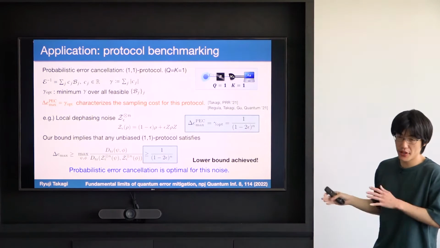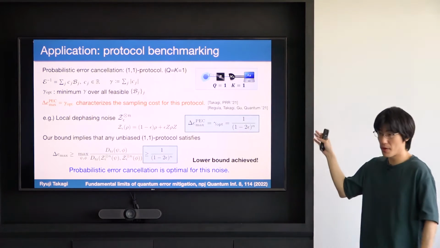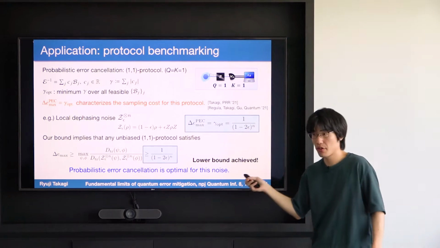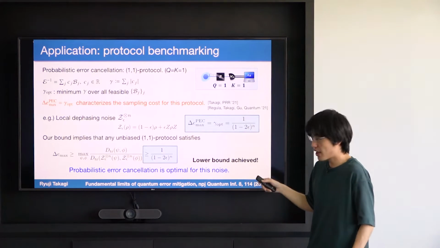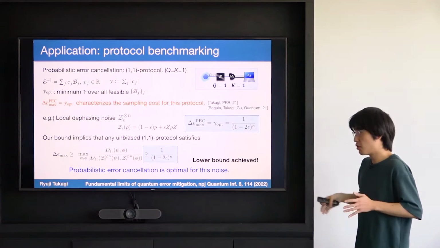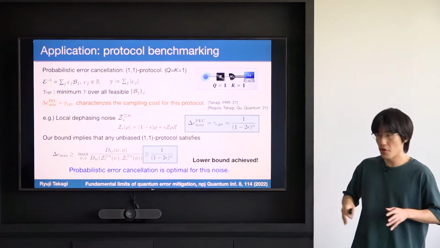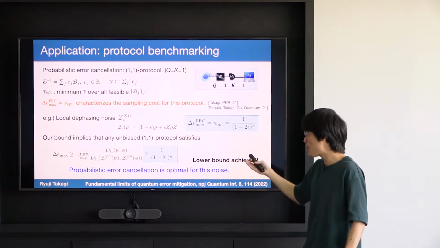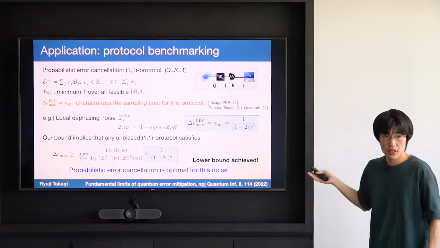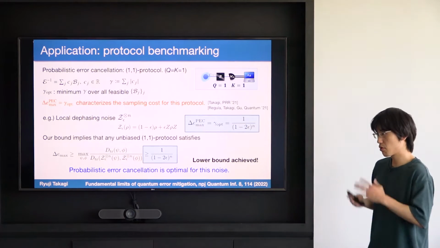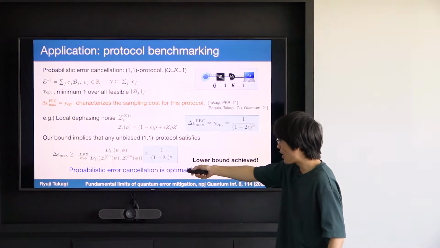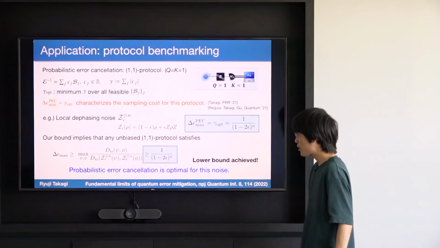On the other hand, now let's forget about, for now, the probabilistic error cancellation and look at our general bound. So our bound implies that, let's look at the unbiased version of the bound, and also Q is 1, K is 1. So unbiased 1-1 protocol. This also constructs some family of the error mitigations. Then we apply our bounds like that.